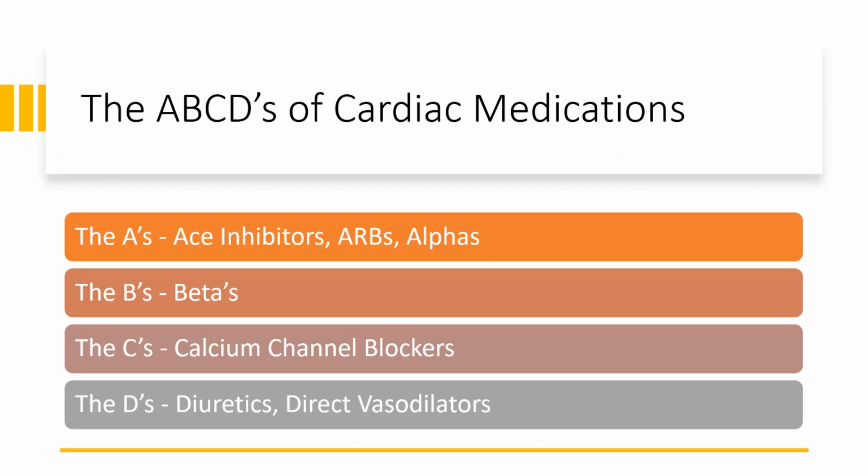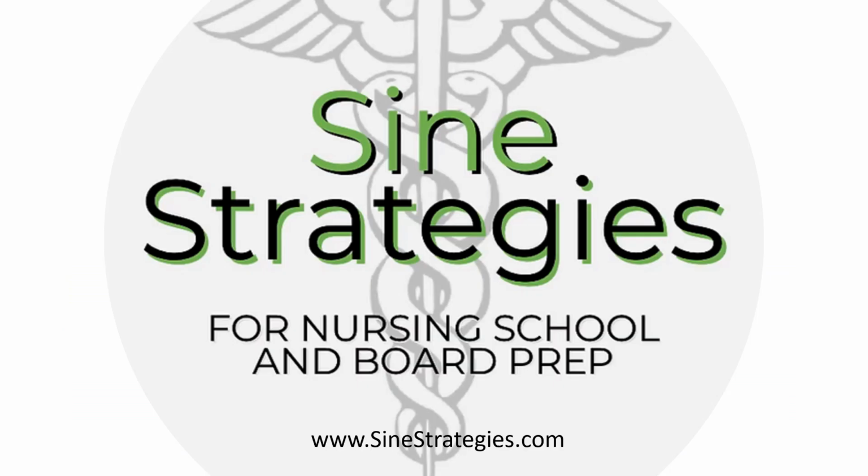So that is the ABCDs of cardiac medications. You can see maybe why I call it that now. The A's are the ACEs, the ARBs, the alphas, the B's are the betas, the C's are the calcium channel blockers, and the D's are the diuretics and the direct vasodilators. So that was a lot of information on the cardiac medications. This is a good video to watch at least 2 more times to really start absorbing this.